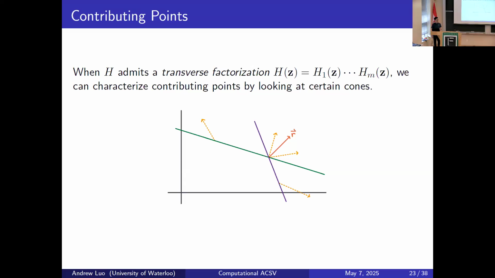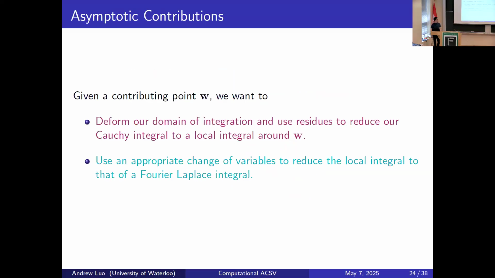And when you have a transverse factorization, then you also have an additional test for which of the critical points actually contribute to asymptotics, which comes from looking at these log normal cones, which I will not go into too much detail here, but yeah. Okay, so now let's say once you've determined the points that contribute to asymptotics, it's just a matter of evaluating the multivariate Cauchy integral that I had before.